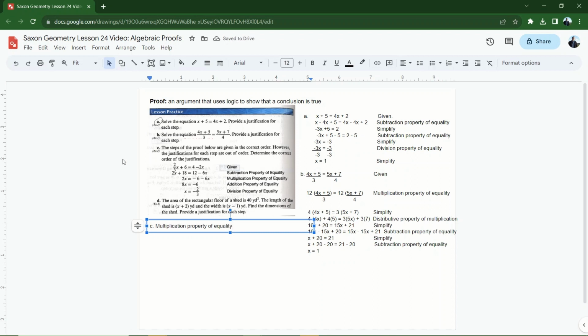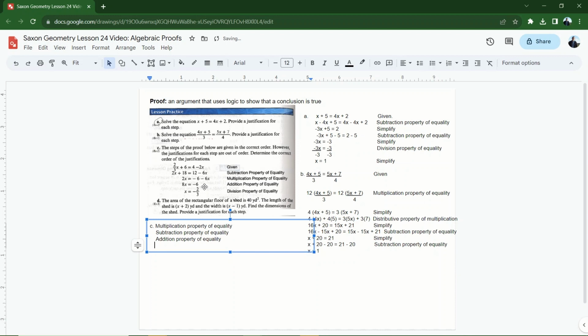All right, next, we have 2x equals negative 6 minus 6x. Why, that was the subtraction property of equality that was used to subtract 18 from both sides. And now we go from this to 8x equals negative 6. That's the addition property of equality because we added 6x to both sides.